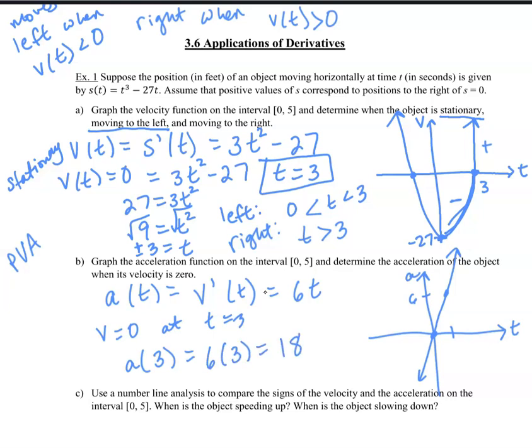The units for that would be feet, they said feet was our distance, right? So feet per second squared. Velocity would be feet per second. Acceleration would be feet per second squared.